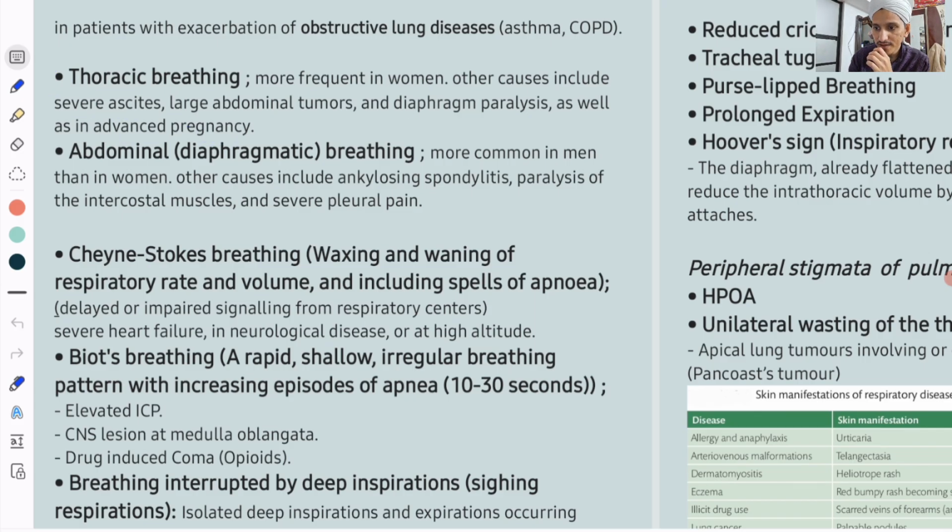Coming to abdominal or diaphragmatic breathing, it is more common in men than women. Men mainly breathe with the abdomen, and the chest's contribution to respiration is less when compared to the abdominal contribution. So this is physiological in men. Other causes include ankylosing spondylitis, a rheumatological disorder where the spine becomes stiff. In those patients you can see abdominal breathing. Also paralysis of intercostal muscles and severe pleuritic pain.